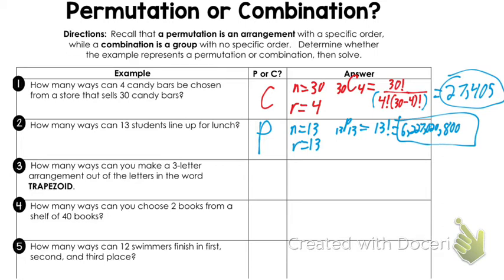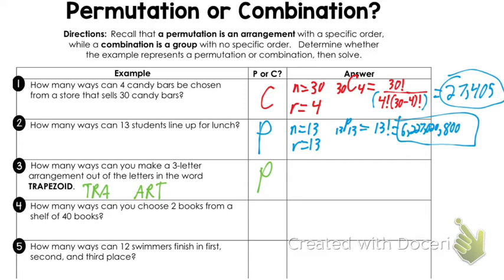Okay? Number 3. How many ways can you make a 3-letter arrangement out of the letters in the word trapezoid? Do we think the order matters here? Yeah, I'd say so. Here's a good example, guys. Put it to the test. If I do the first 3 letters, T-R-A, and I do the same first 3 letters in a different order, would we consider those different arrangements? Yeah. So if that changes it, the order matters. If we wouldn't consider that different, the order doesn't matter. Does that make sense? Okay.